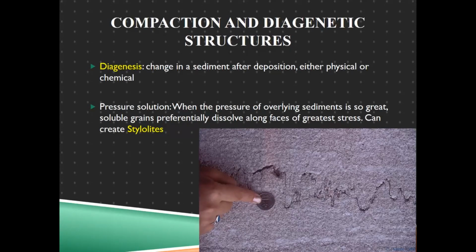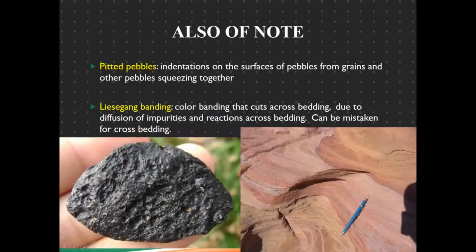It looks almost like somebody took a pen or a stylus and drew on it, but it's actually part of the rock. It's called stylolites. We can also get pitted pebbles.